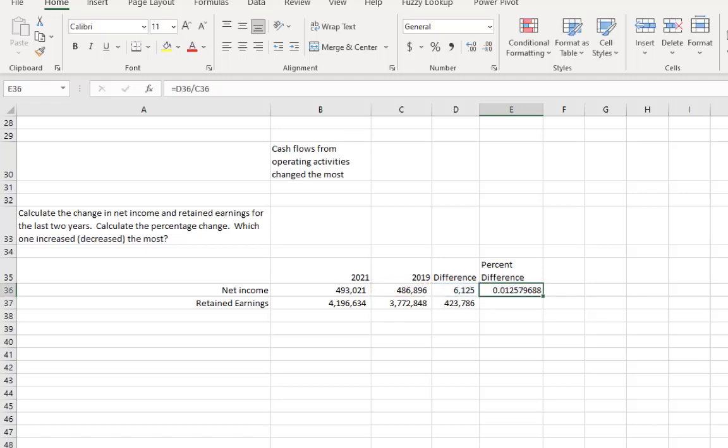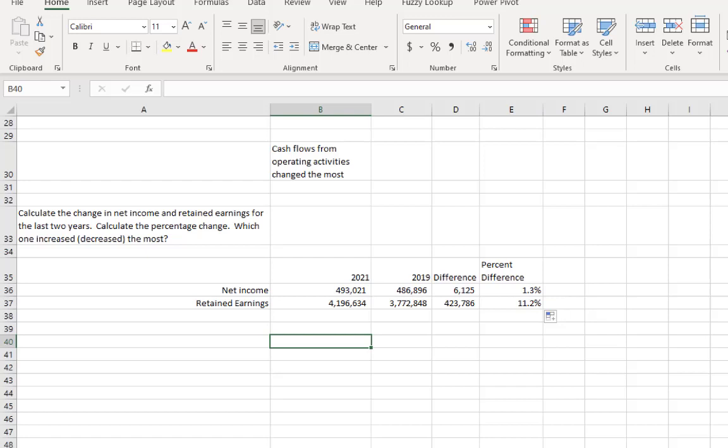Now that's a little bit hard to read, so let's go up and format it as a percent, and we'll just round to the nearest decimal. And the way I do that is instead of taking away my decimals, I'm going to increase my decimal by 1. Now I can copy this down. And we can see that net income increased by 1.3%, but my retained earnings increased by 11.2%.